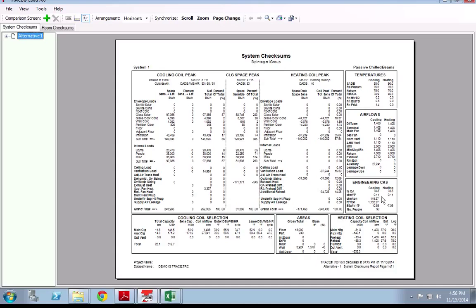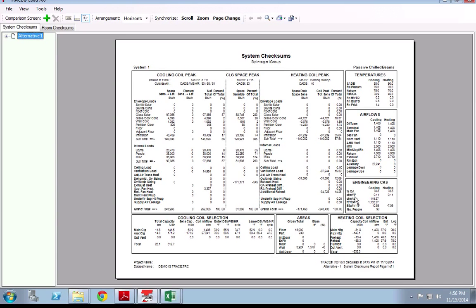Moving on, engineering checks. These are very useful metrics that you will become more familiar with as you do more peak load calculations. And they are helpful in the sense of being able to quickly look at them and go, nope, this model doesn't make any sense, I better go fix it.